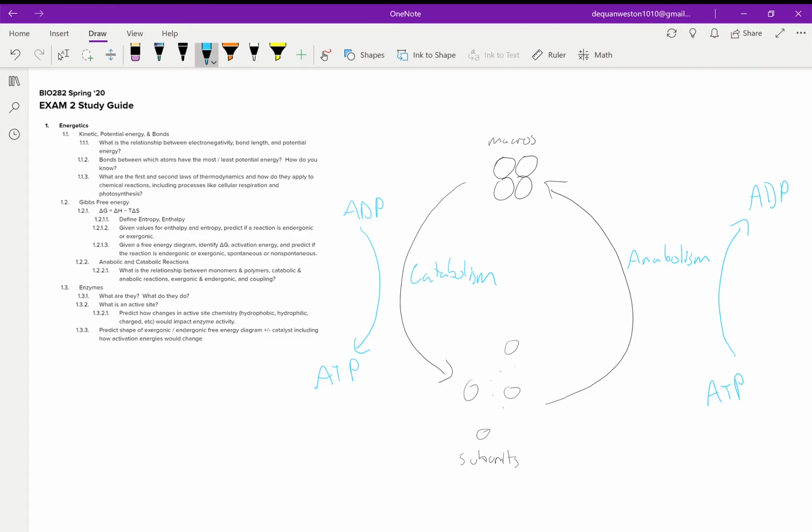Anabolism requires ATP. So anabolism, think of it as growing, requires energy. It requires ATP. But in order to get that ATP, you have to consume food, which gets broken down to create ATP. So it's a pretty fine balance, and it's pretty cool how all that works.